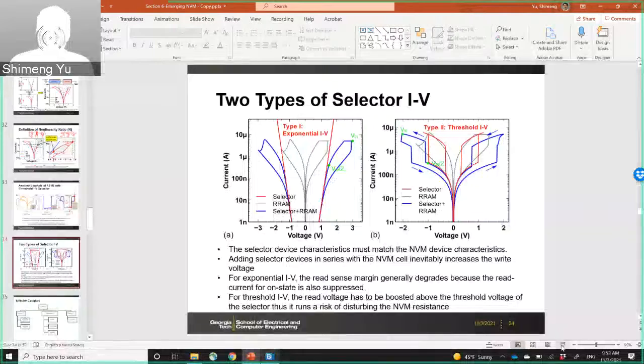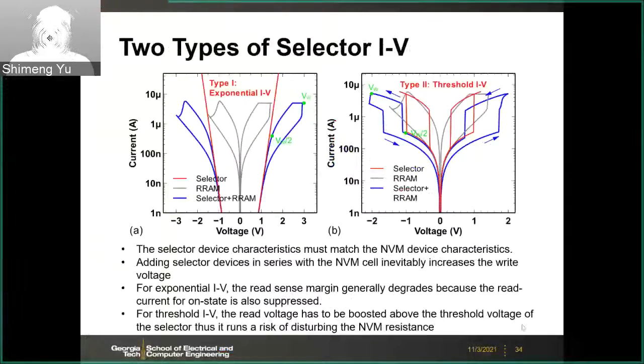All right, so here we showcase two kinds of selectors. One is this exponential I-V, the first example. The second one is more like the threshold I-V, where you have a very sharp transition. Here we just showcase the I-V characteristics for the individual resistive element, the gray one, and then the selector, which is the red one, and the combination of this 1S1R, which is the blue one. And again, for the nonlinearity, you define those two points.